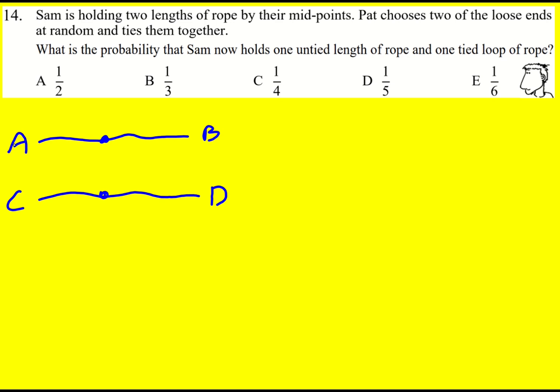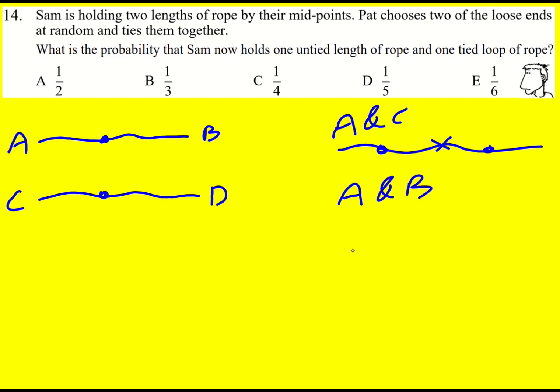So if Pat picks A and C, then the whole thing would just be joined together. That wouldn't be an untied length of rope and a tied length of rope. We just get this with a tie in the middle. So that would be A and C, for example. But if he went with A and B, then we'd end up tying this in a loop, with Sam holding the middle there, and then one that's still untied. So that one wouldn't count, that one would.